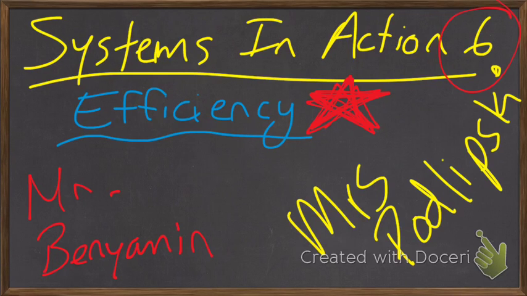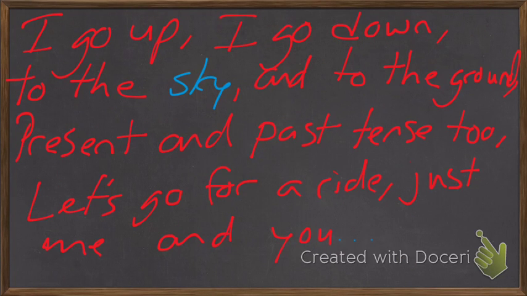Anyways, we were looking for a joke to introduce this video, and we can't find one. Because systems are serious things. They're very serious. You can't, efficiency, come on. That's very serious. So I remembered the riddle that we talked about. I'm not going to give you the answer, but I am going to read it out to you. I go up, I go down, to the sky, sky's in blue, and to the ground. Present and past tense too. Let's go for a ride, just me and you. Think about what that is. We'll maybe put it in the try this or something afterwards, I don't know.